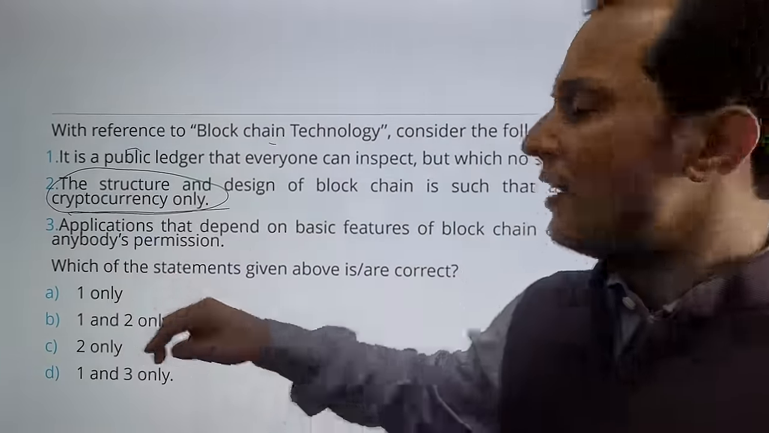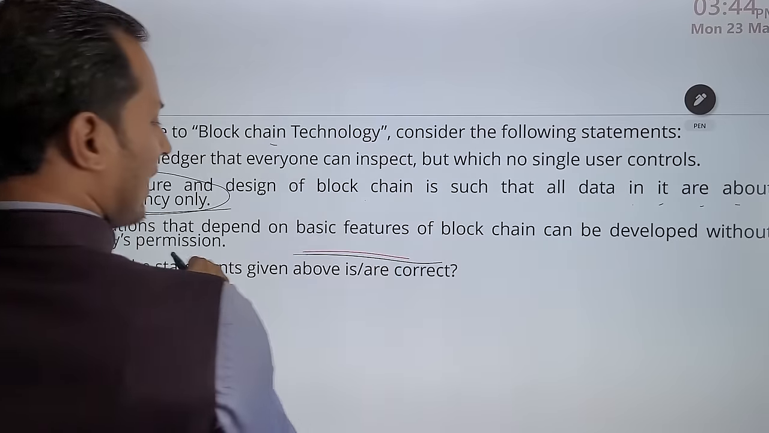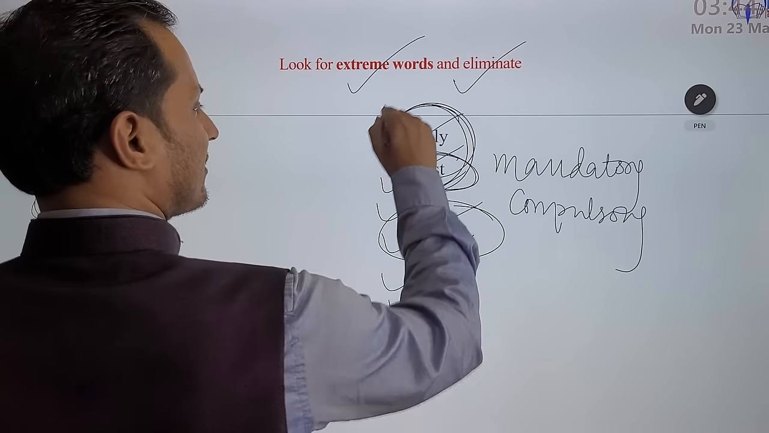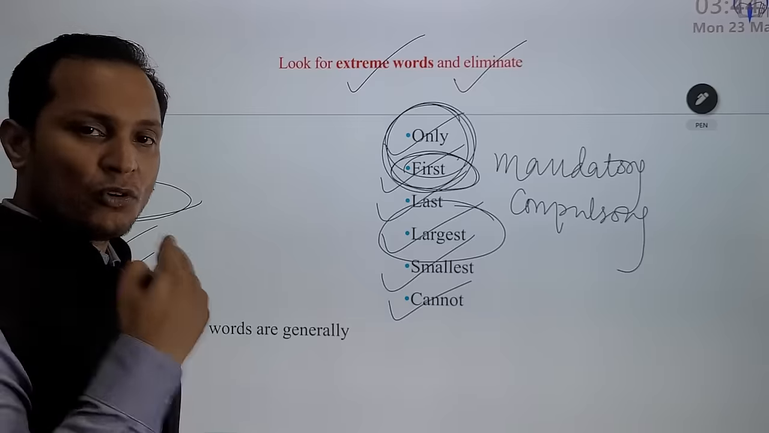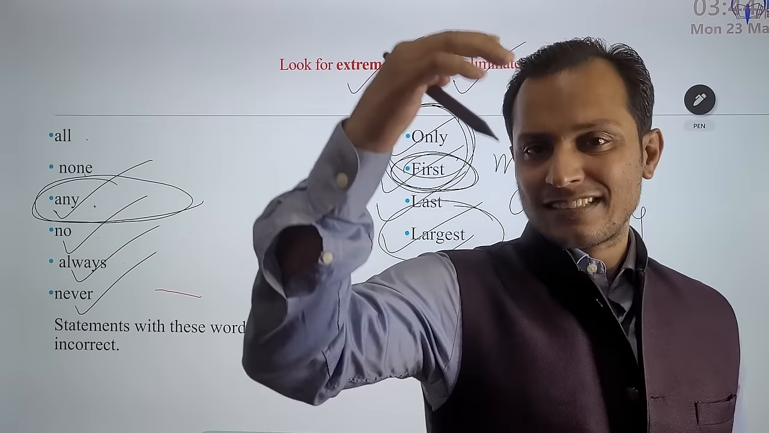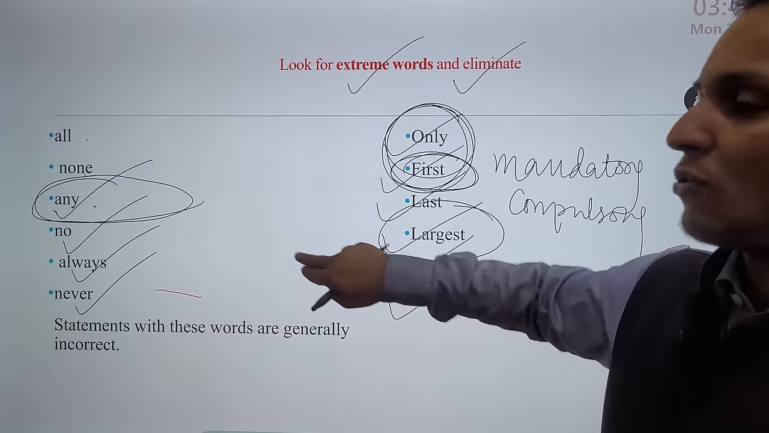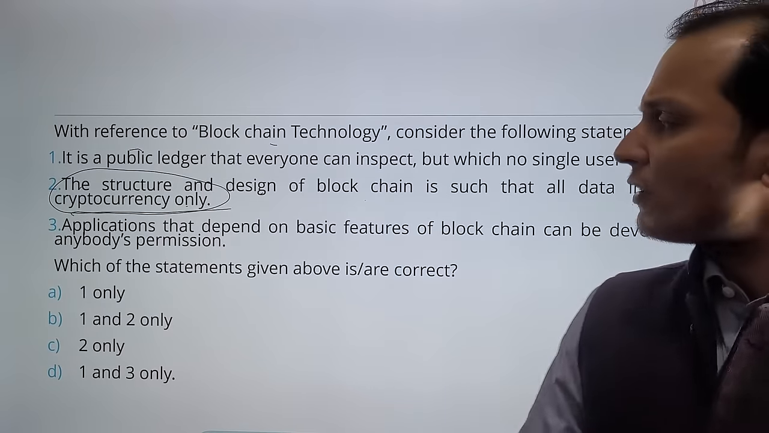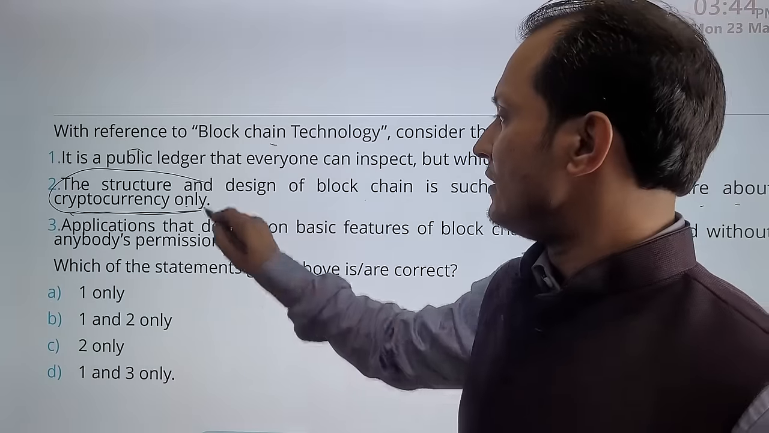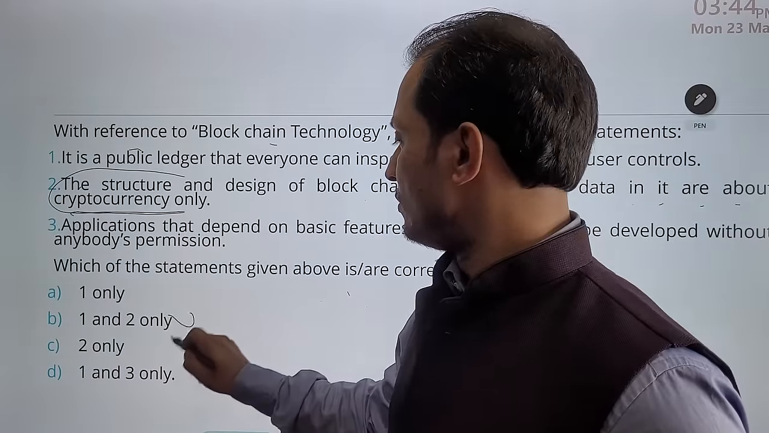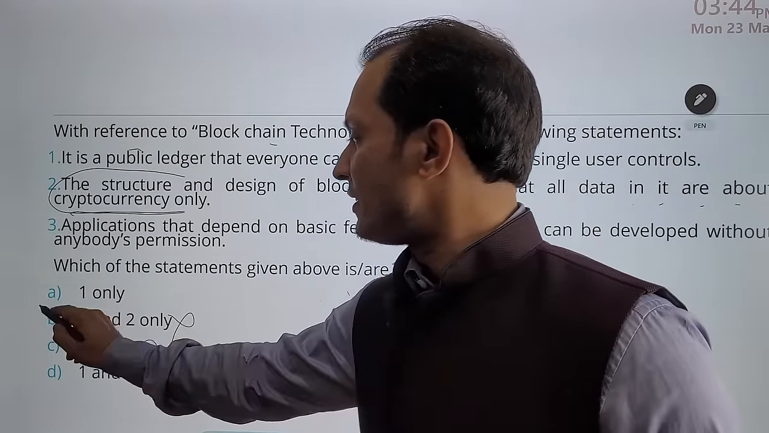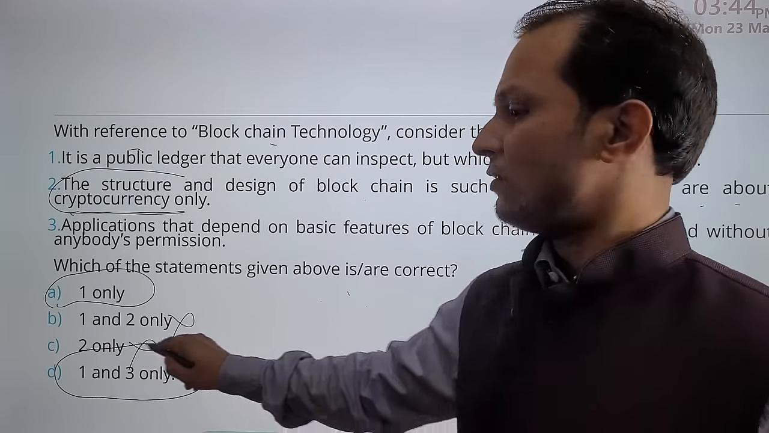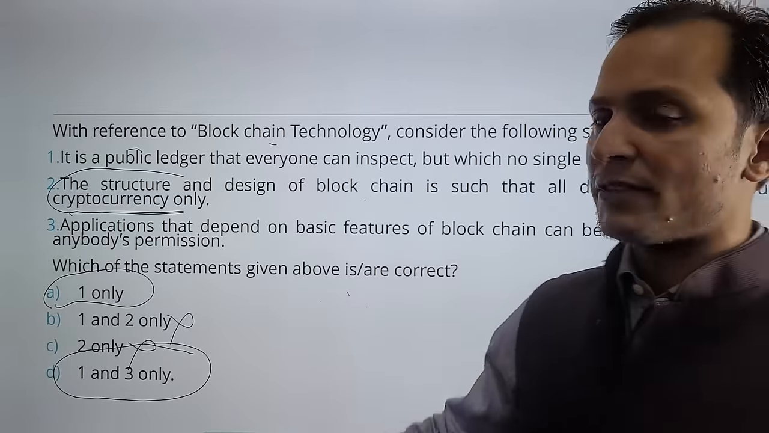So here again, if we go back and see the list of our extreme words, we have "only" in our extreme words list, and in this question also they are using this word "only." So we can eliminate statement 2. If we eliminate statement 2, we will be left with option A and option D.